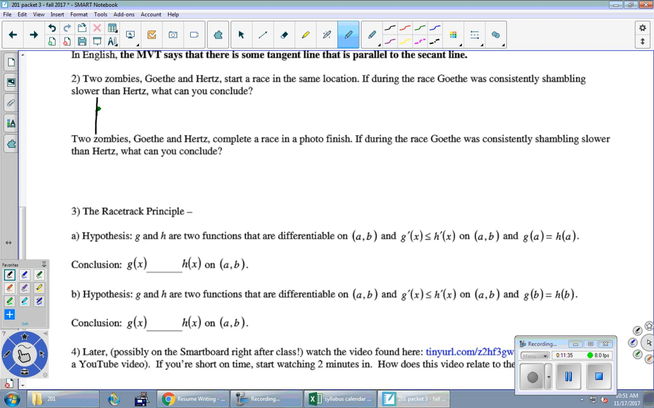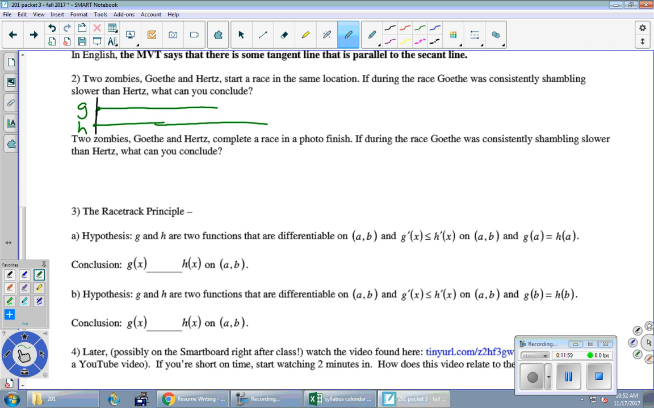All right, so we've got Goethe there, and we've got Hertz there, right? And like two dead folks. And they start the same race at the same location, and Goethe was consistently shambling slower than Hertz. So what can you say about their relative positions at every moment in this race? Who's winning? Hertz is, did I do that backwards? Sorry. Hertz is winning, right?